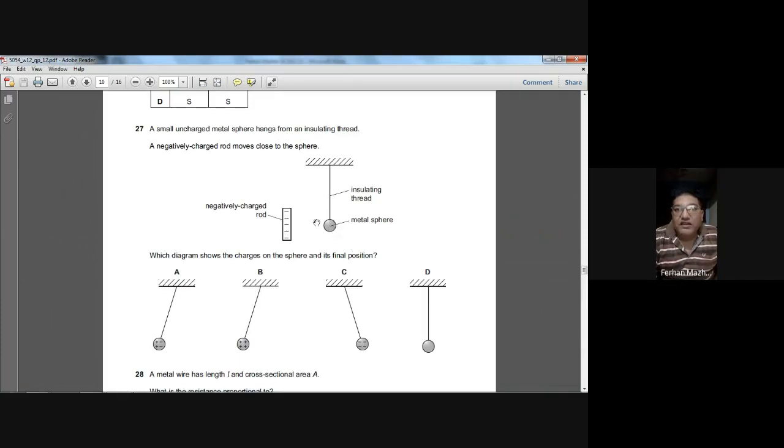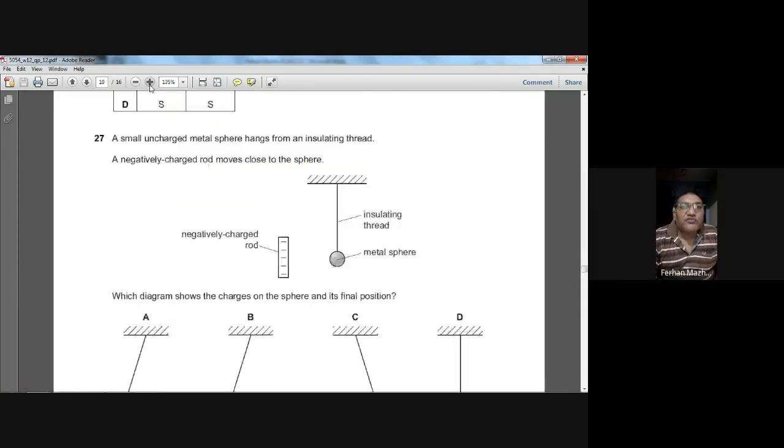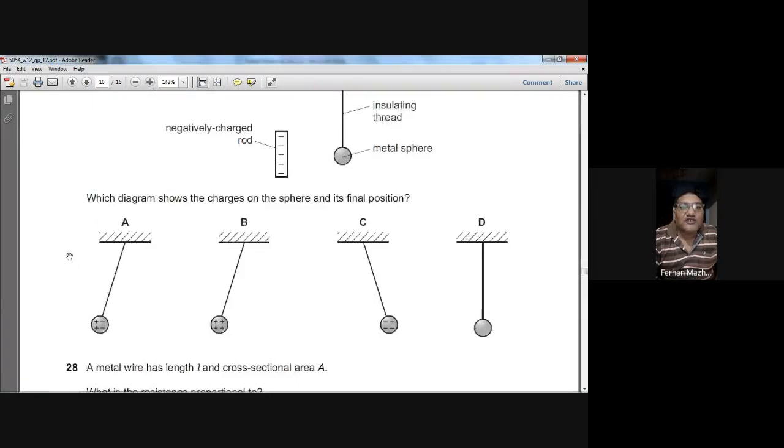When you bring it near, on this end, positive charge will appear, and on the right side of this metal sphere, negative charge will appear. And due to this positive and this negative, it will be attracted towards the rod. So if you imagine that scenario in your mind, you will see A should be the best answer. Which diagram shows the charges on the sphere and its final position? So A is the right option. It looks to me A should be the right option.